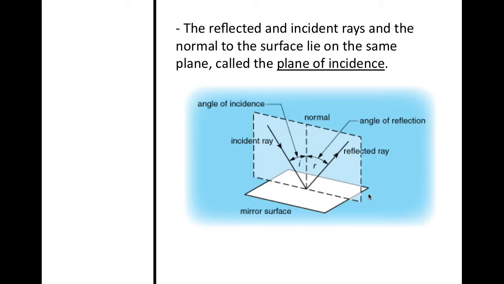Here is the plane that the incident ray is traveling in, and the reflected ray is also occurring in this same plane. The normal that is perpendicular to the mirror surface in this diagram is also in the same plane. So, as you can see, all the rays that are occurring in this event are all in the same plane or the same surface.